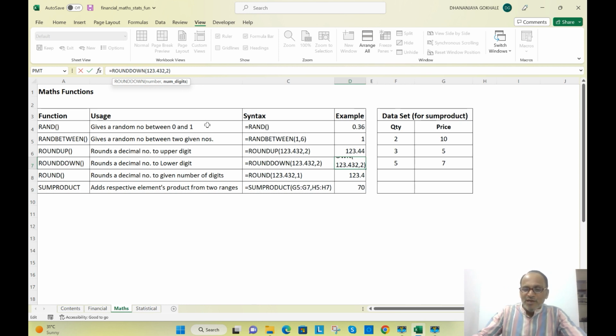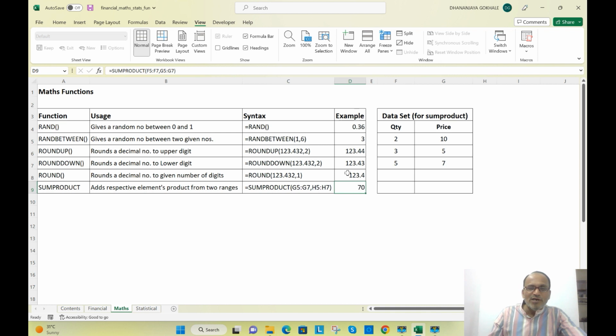In short, it will become 43. So round down makes the number 123.43, round up makes the number 123.44. And then there is another function called simply ROUND. Now you need to give the number of digits here also. It's very simple. So this is the number and how many digits you want. Let us see what it rounds it to.